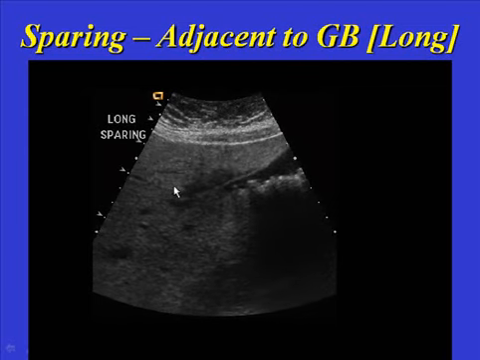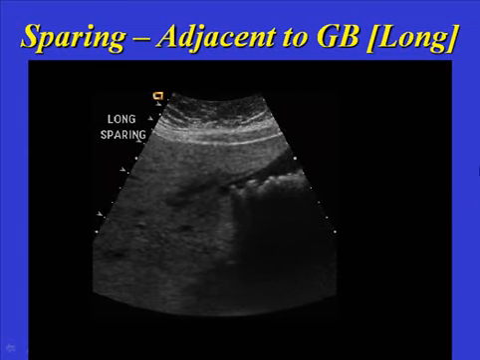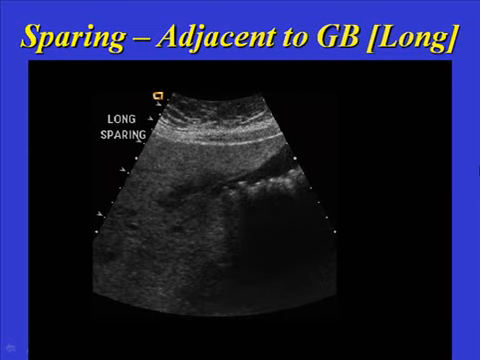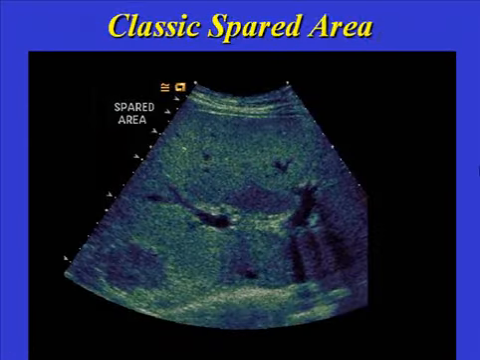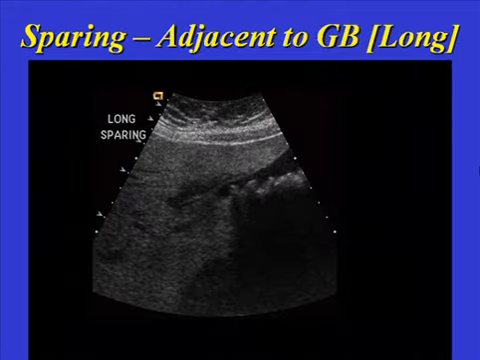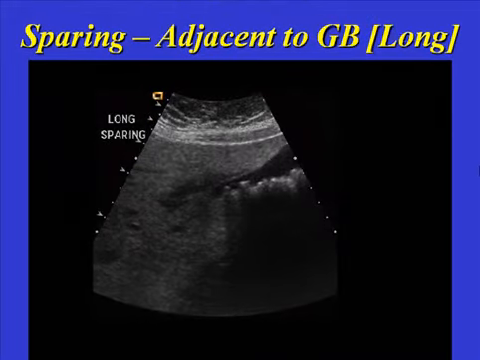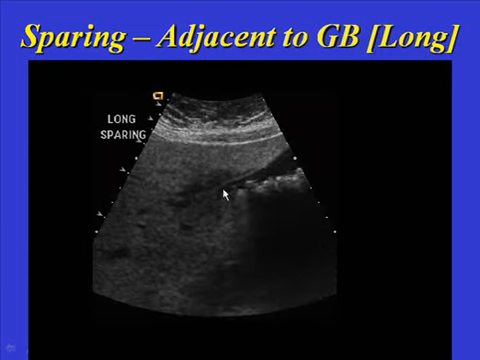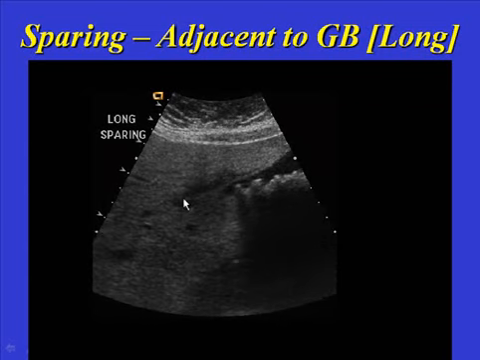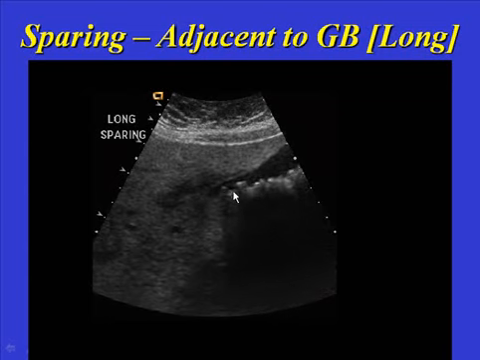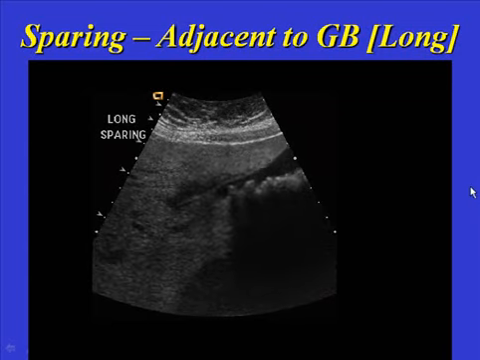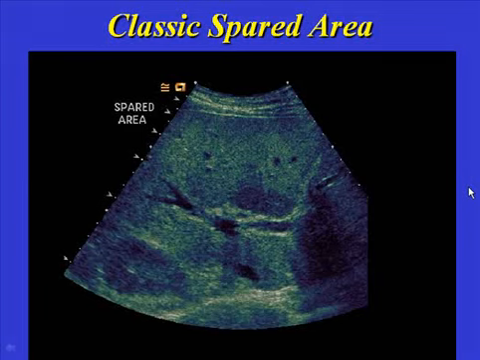And one pitfall here that isn't always appreciated is that people will confuse this for either thickening of the gallbladder wall or, more significantly, a pericholecystic abscess. This is focal sparing and should not be confused for anything else.